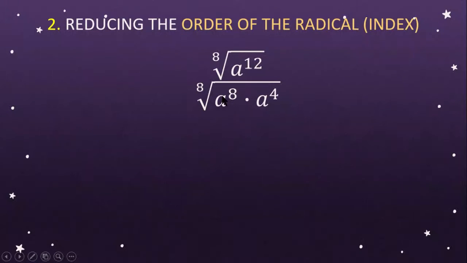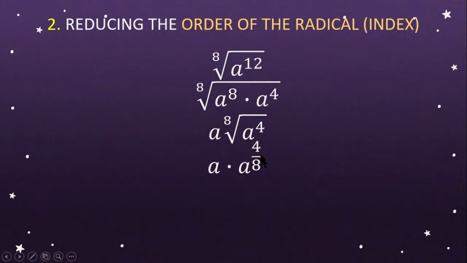And we all know that a raised to 8 is a perfect eighth power. So eighth root of a raised to 8 is a, and then eighth root of a raised to 4, since a raised to 4 doesn't have factors that are a perfect eighth power. So that's when we're going to reduce the index by converting this expression to rational exponent first.